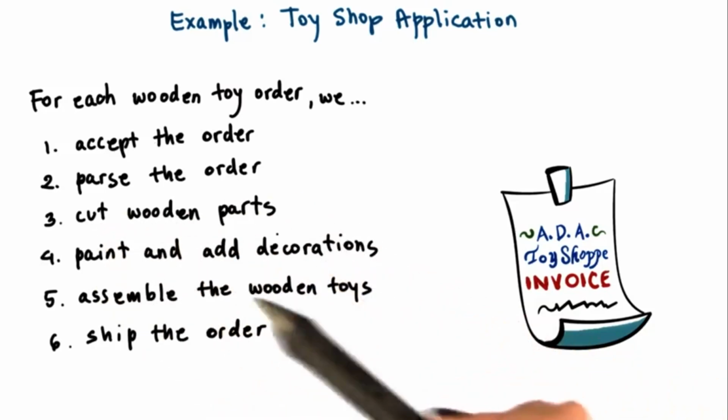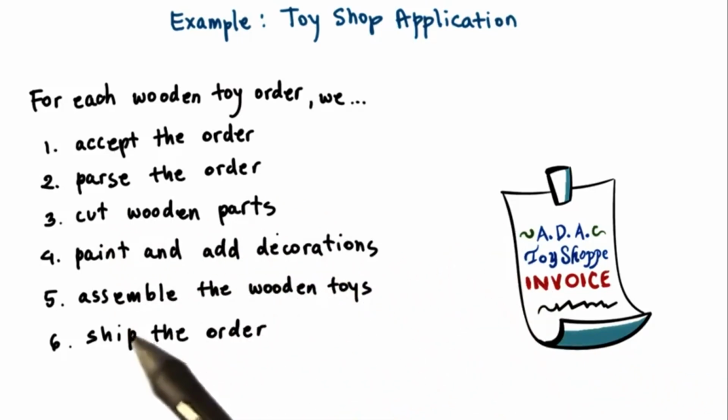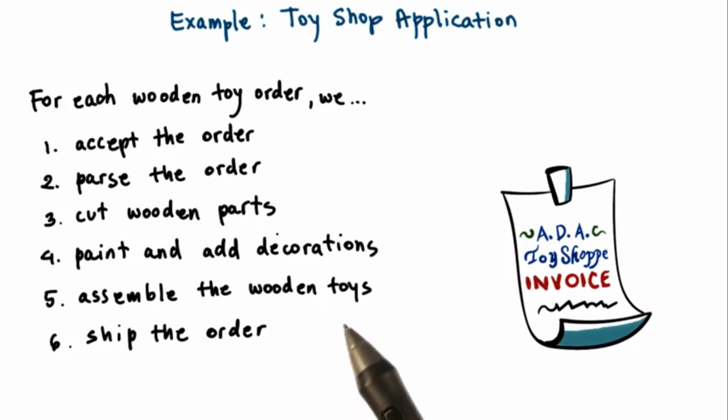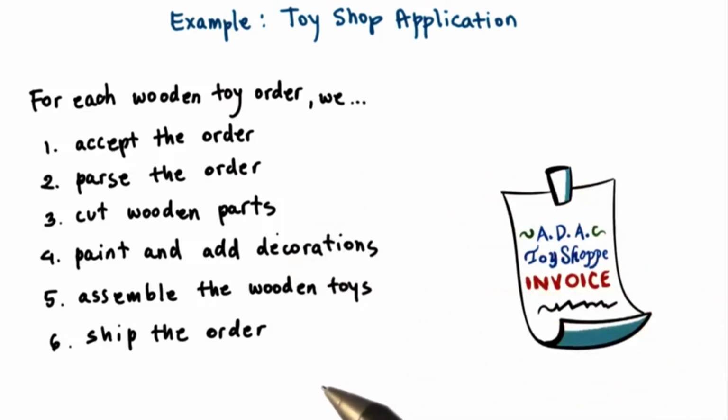Then we need to paint and add decorations for the toy parts. Then all those parts need to be put together to assemble the wooden toy. And finally, we need to ship the order. Depending on the multithreading pattern, these steps will be assigned differently to the workers in the workshop.